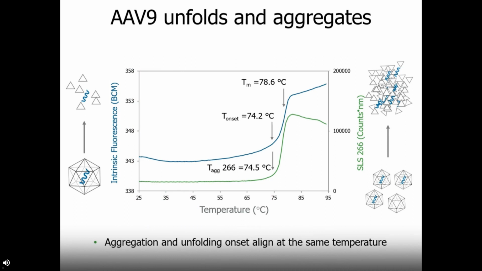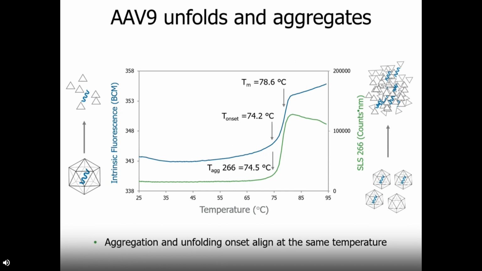So if we take that same intrinsic fluorescence data, we analyze it to look for the sort of spectral center of mass, also called the barycentric mean wavelength or BCM wavelength, we have the data shown in blue. So as you heat up the AAV sample, at a certain point, those proteins start to show that red shift, and that BCM wavelength increases. And we can identify the onset temperature for that increase, here at 74.2 degrees Celsius, and the melting temperature for that unfolding behavior, here at 78.6 degrees.